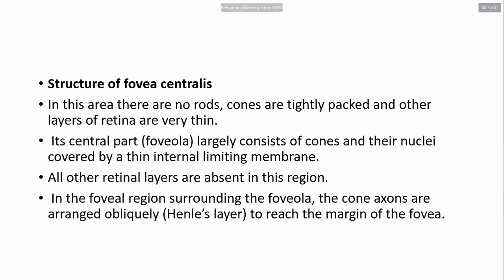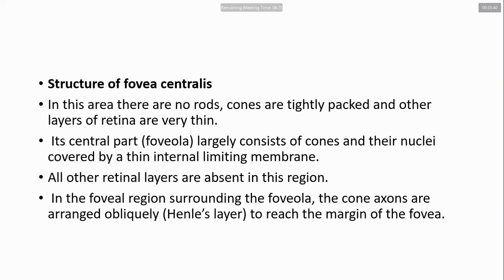So what are the structures of the fovea centralis? It has a peculiar type of structure where there is absence of rods, and cones are tightly packed over here, and this layer is very thin with the absence of so many layers among the 10 layers. In the central part of the fovea, it largely consists of cones and their nuclei covered by the thin internal limiting membrane, and all other retinal layers are absent in this.